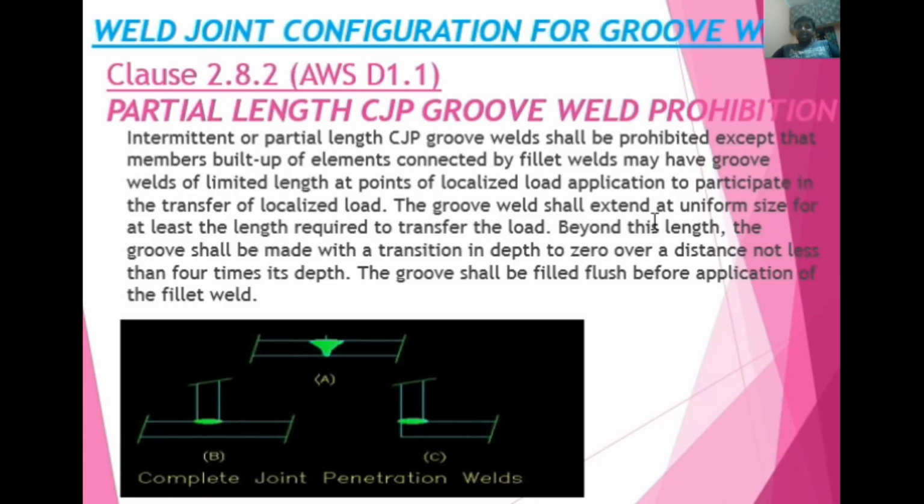The groove welds shall extend at uniform size for at least the length required for the transfer of the load. Beyond this length, the groove shall be made with a transition in depth to 0 over a distance not less than 4 times its depth. The groove shall be filled flush before application of the fillet weld. So always you have to maintain the groove flush, then start the fillet weld. This is the partial length CJP groove weld prohibition.